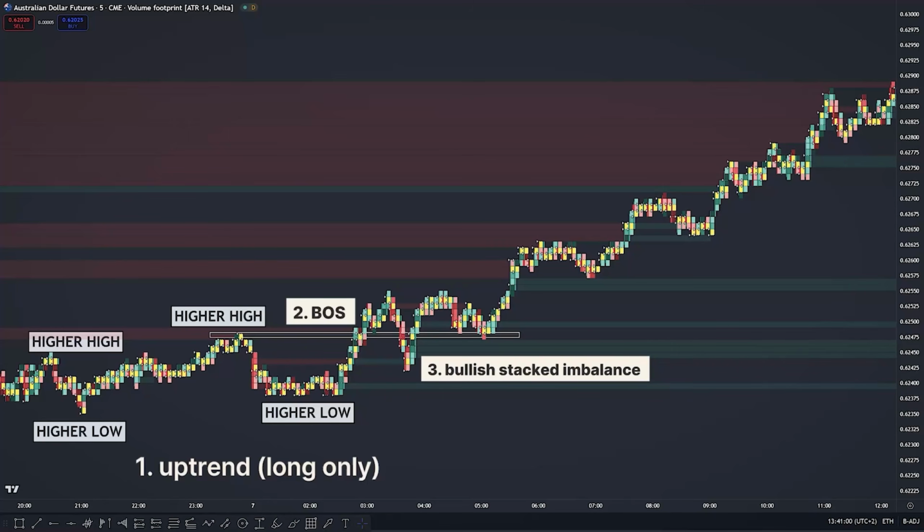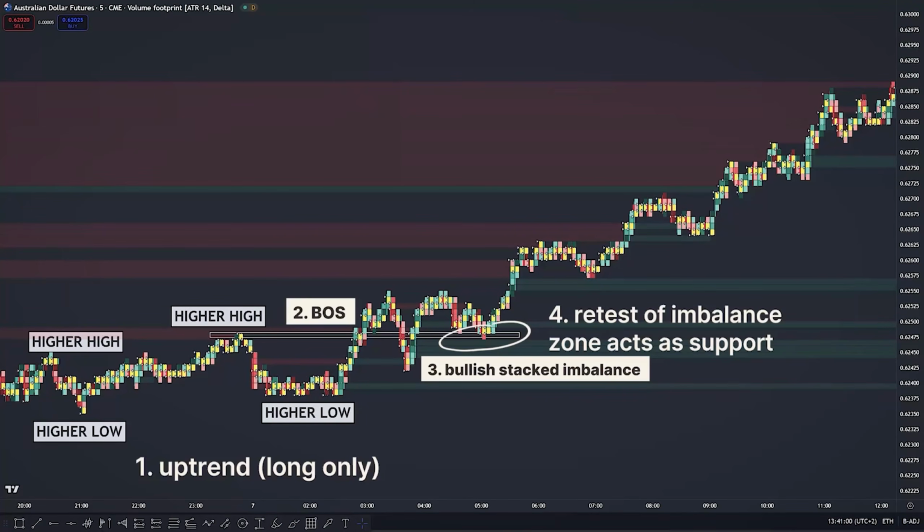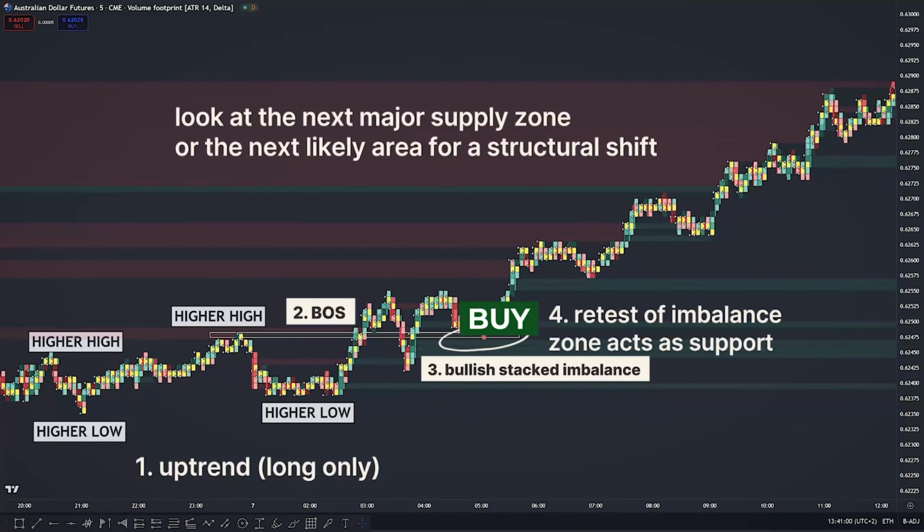For example, if you go long after a bullish break of structure, you can place a stop below the higher low that preceded your entry. If the market is truly continuing its uptrend, that low should not be violated. For profit targets, you might look at the next major supply zone or the next likely area for a structural shift. Once price gets there, you reevaluate. If you see footprints and price action still supportive of your thesis, you might trail the stop. If not, you can exit, locking in your gains.